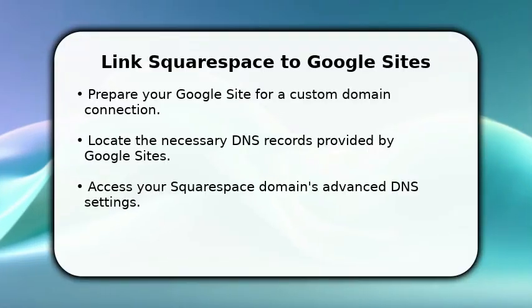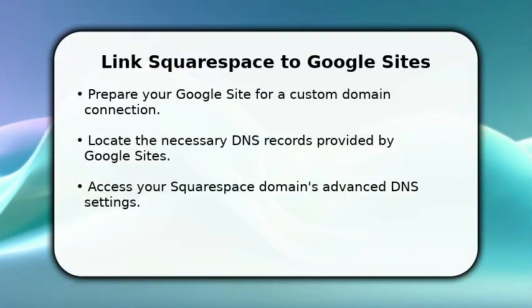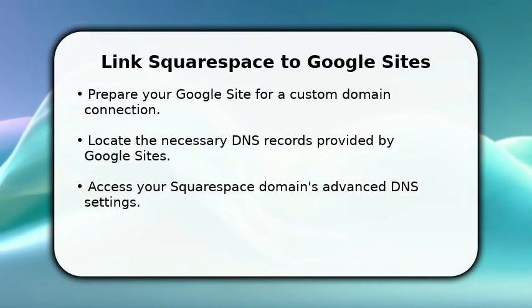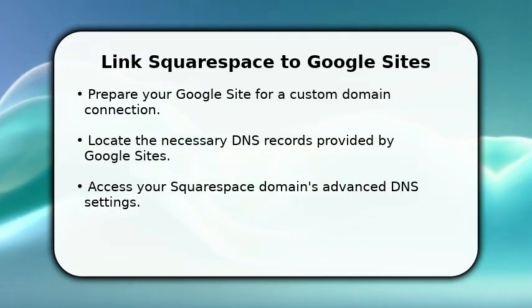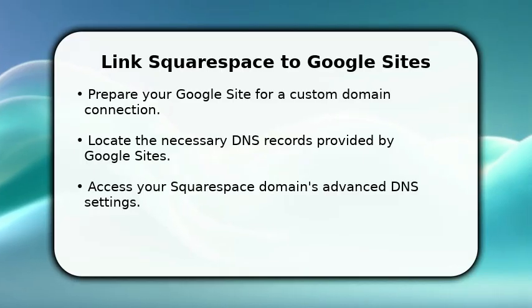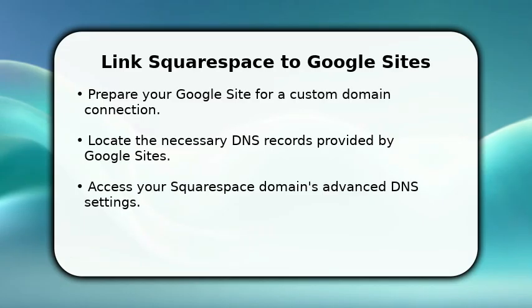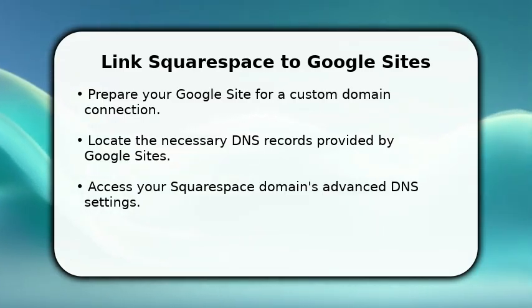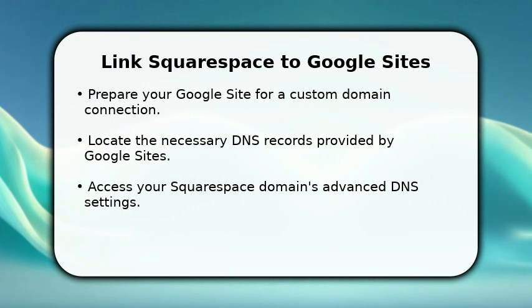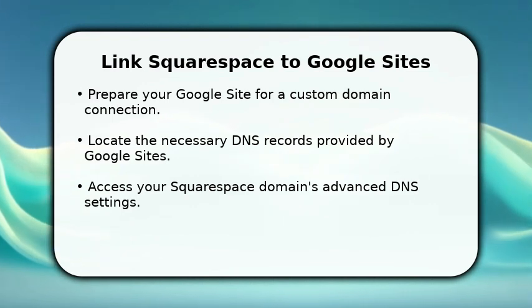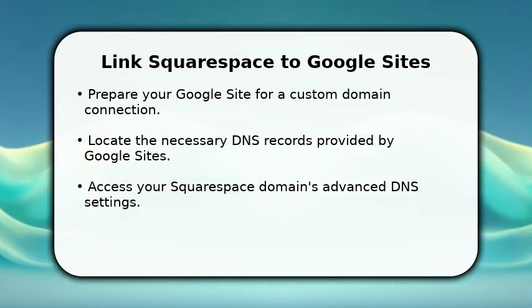In this video, I will explain how to link your Squarespace domain to Google Sites. First, you will prepare your Google site by enabling custom URLs and obtaining the required verification record. Next, we will navigate to your Squarespace account to access the domain's advanced DNS settings. Finally, you will add the specific record to establish the connection, ensuring your website is accessible through your custom domain. This process typically takes just a few simple steps to complete.